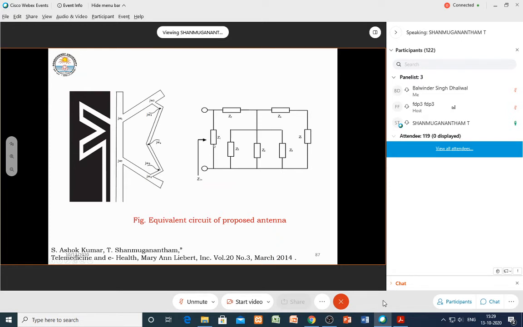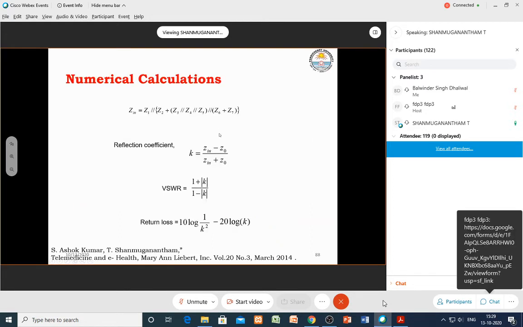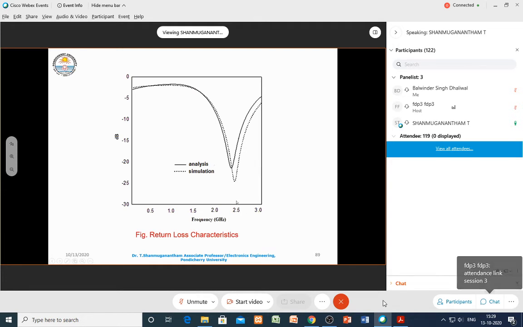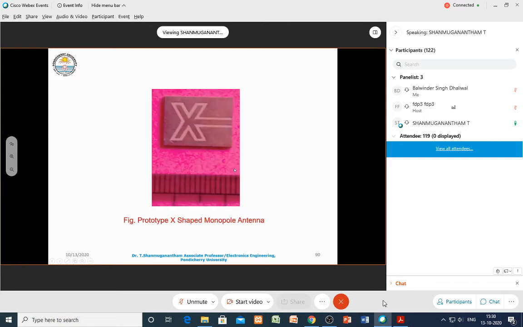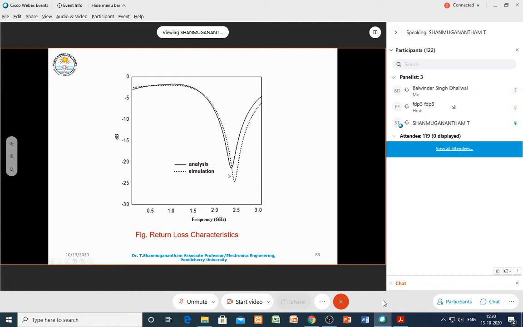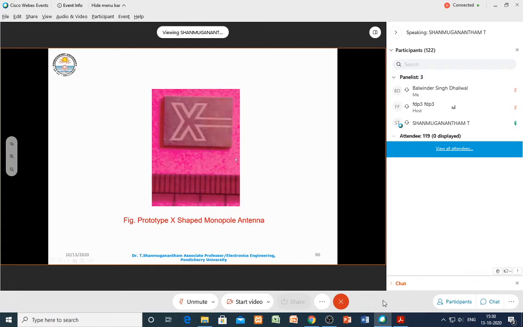So we considered in this case the input impedance as well as reflection coefficient, VSWR, and return loss of this one was analyzed. So this is the comparison of the return loss of the theoretical analysis with the simulation we did. Theoretical analysis is getting -22 dB, and this simulation is getting -25 dB at 2.45 GHz. This is a fabricated device.